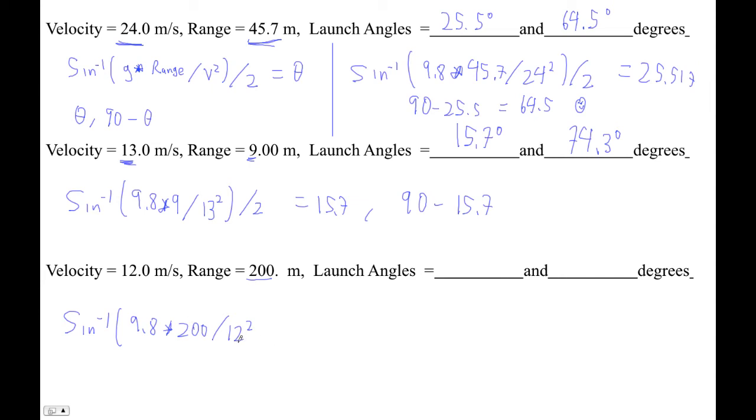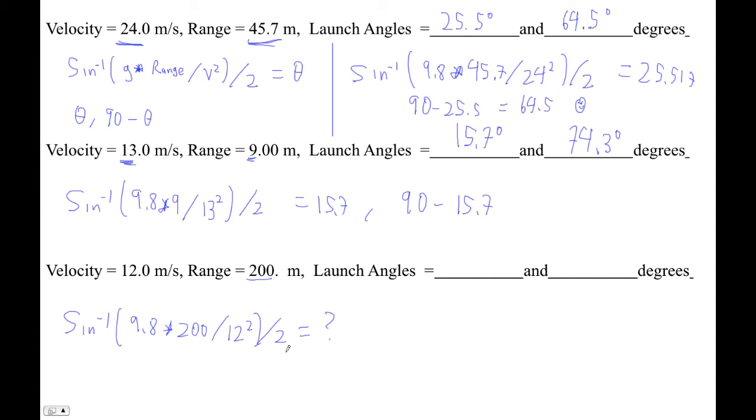2,000 divided by 144 is a number bigger than 1. I think we can all agree. And the crazy thing is you can't take the inverse sine of a number bigger than 1. So my calculator is going to blow up. Okay, watch this. So I go second sine 9.8 times 200 divided by 12 squared, and then divided by 2. And my calculator, actually, this is a TI-86, is giving me very strange coordinates or something like that, which I deeply don't understand because I'm not the best mathematician.